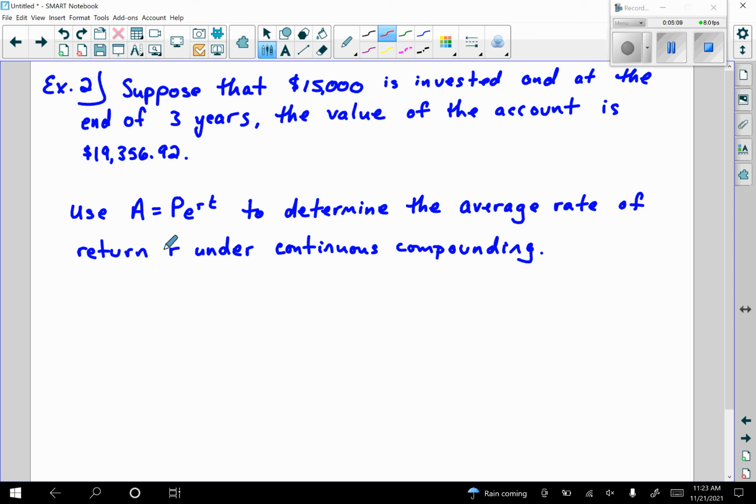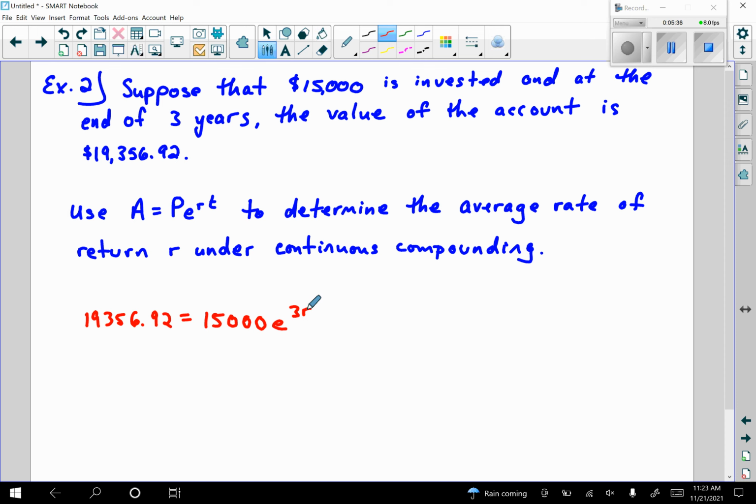So that's why we're using this formula. So the value we're going to put in for A is going to be this 19,000 number. That's going to equal, the P is our 15,000. And then we'll have e, and we're looking at 3 years, so we'll have R times 3, or we'll just say 3R.